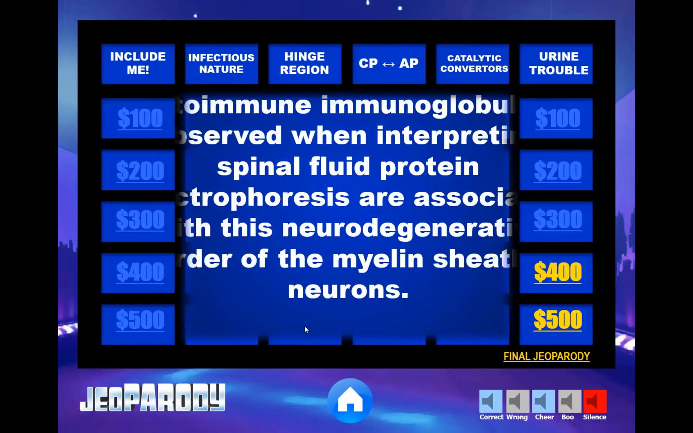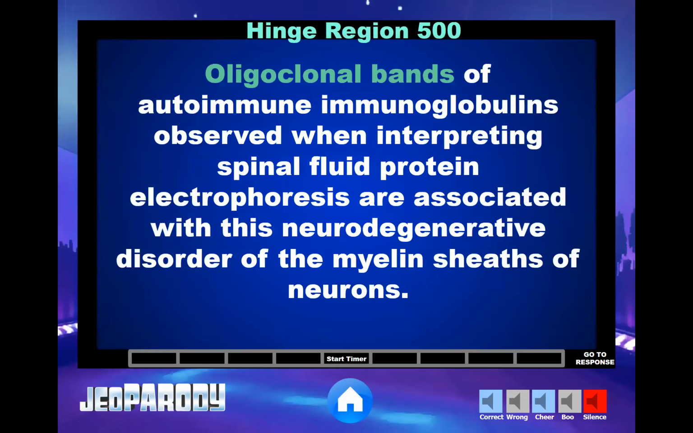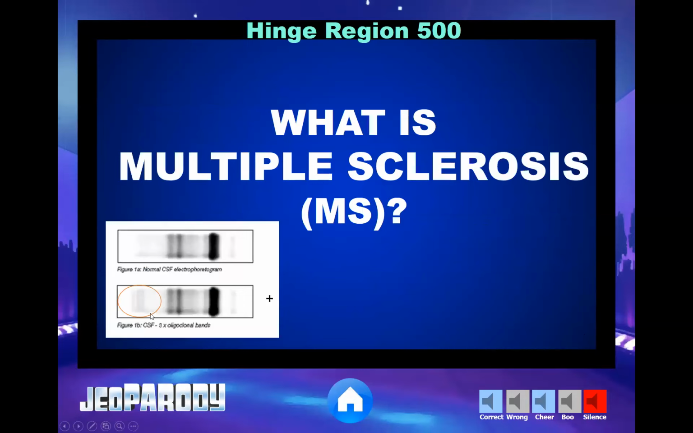This answer is oligoclonal bands of autoimmune immunoglobulins observed when interpreting spinal fluid protein electrophoresis are associated with this neurodegenerative disorder of the myelin sheaths of neurons. Yeah, Nolan, what is multiple sclerosis? And here are those oligoclonal bands. So these are autoantibodies, but there are clones of them, and there's several appearing in the gamma region. So we call these oligoclonal, several related bands.